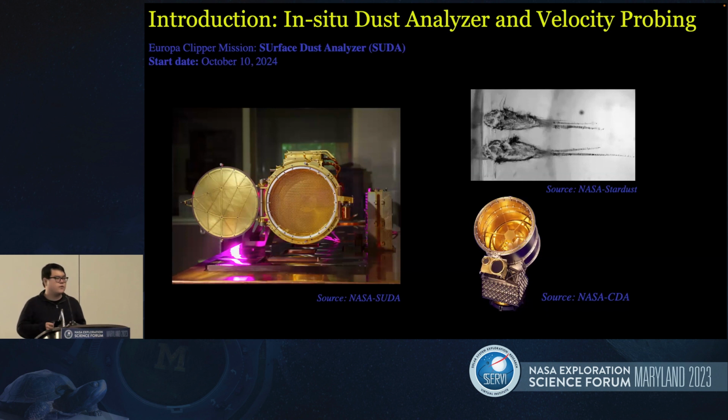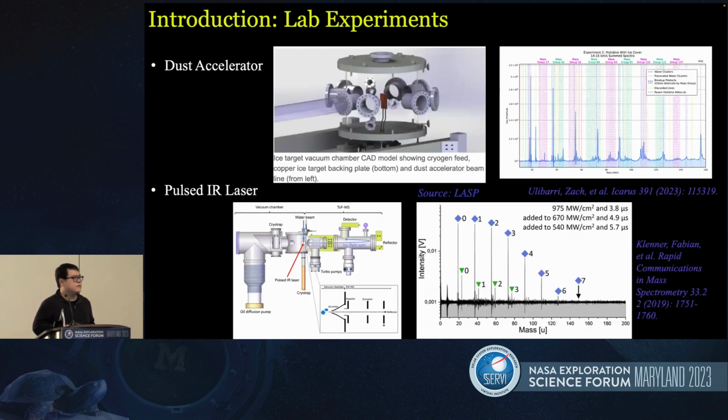But the challenge for measuring those icy grains is that water ice is very volatile, and upon hypervelocity impacts, it can easily be evaporated or fragmented. So this makes it very challenging for the measurement of velocity.